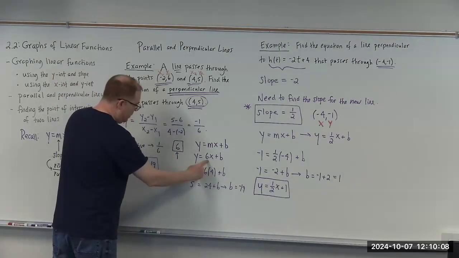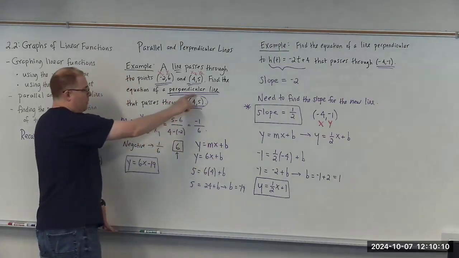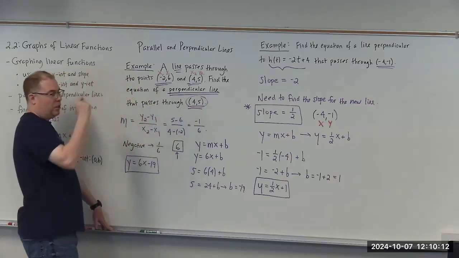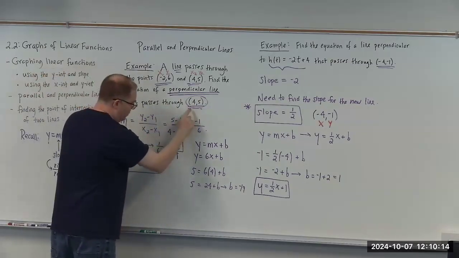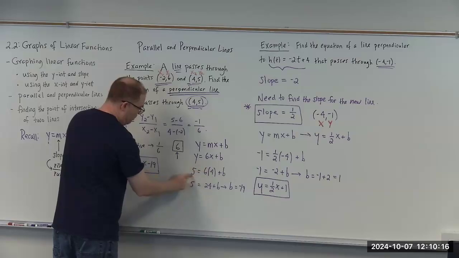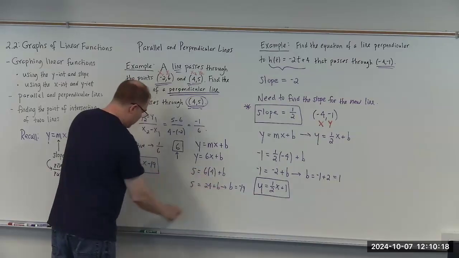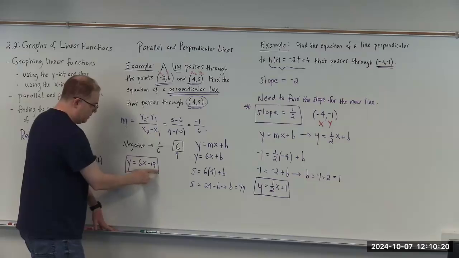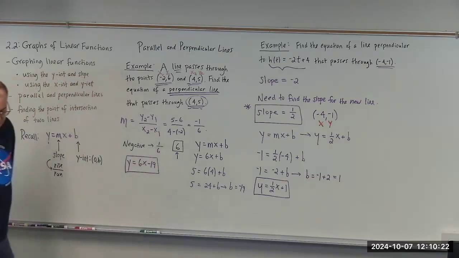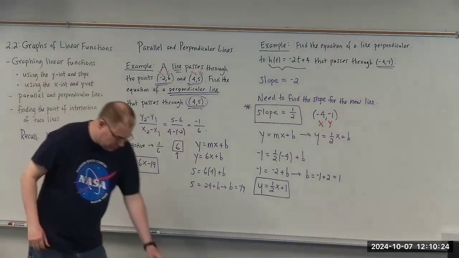Plug it back into here, and then we want the equation of the line to go through this coordinate. So we plug in 4, plug in 5, and then we can solve for b. So now we get y equals 6x minus 19.